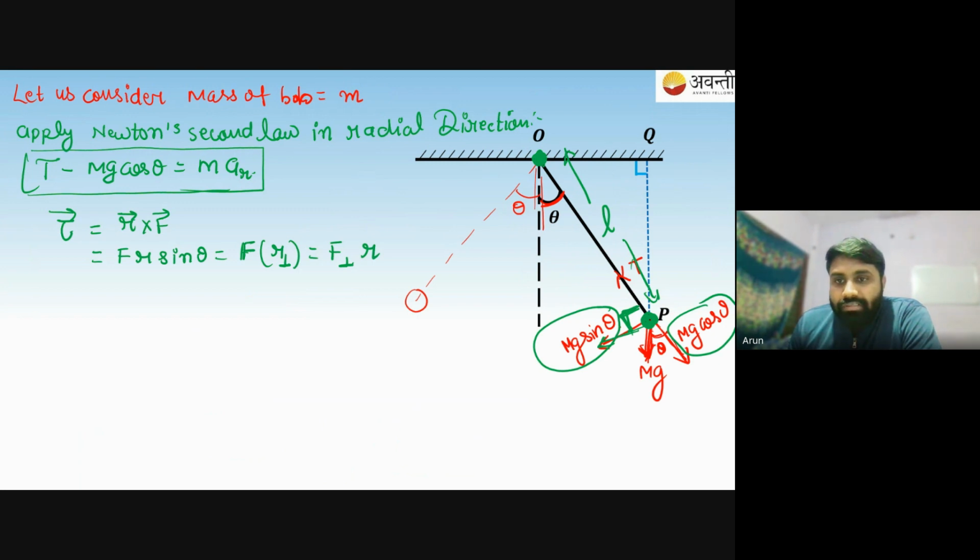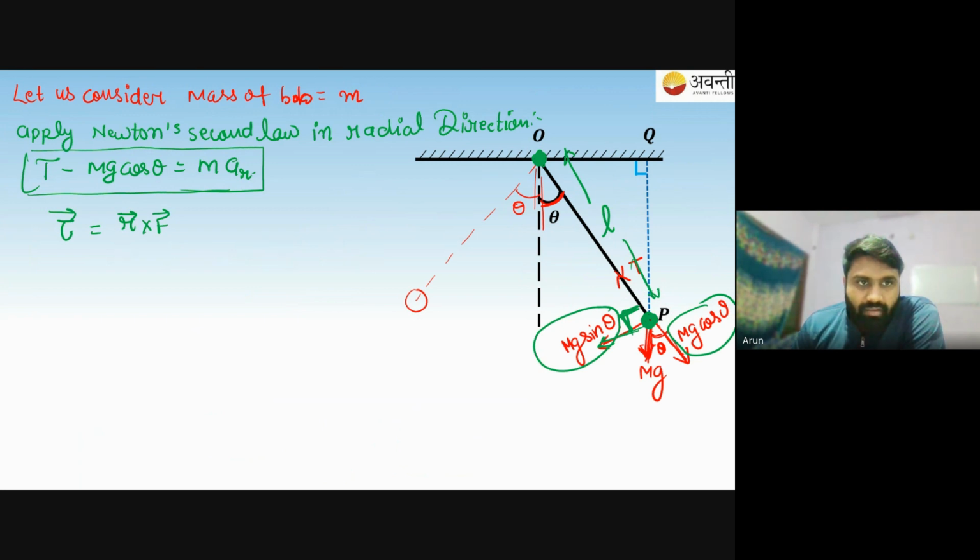But if you talk about this mg cos theta and this L, the angle between them is 180 degrees. So sine 180 will become 0. So the torque caused by this mg cos theta will be 0. So we will consider this one. Now, if we put it here, torque is equal to I into alpha.